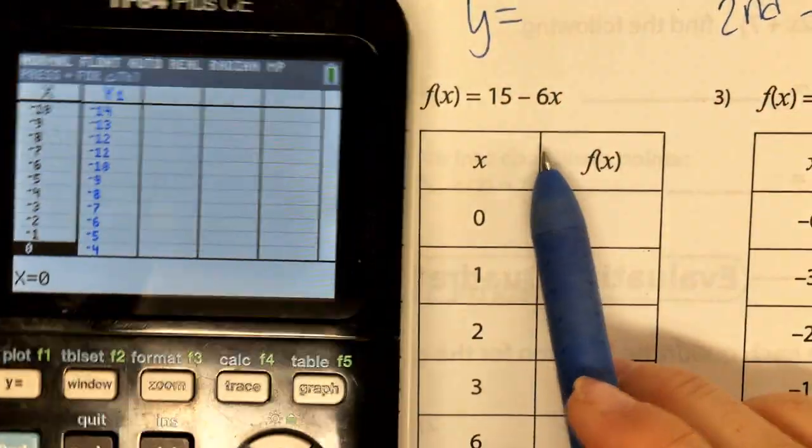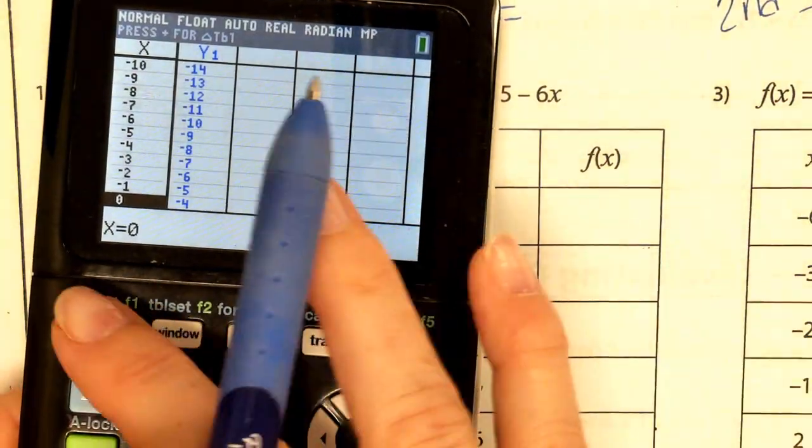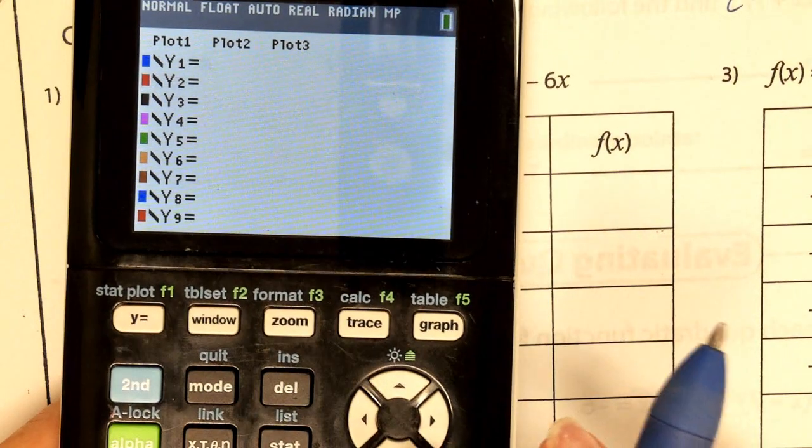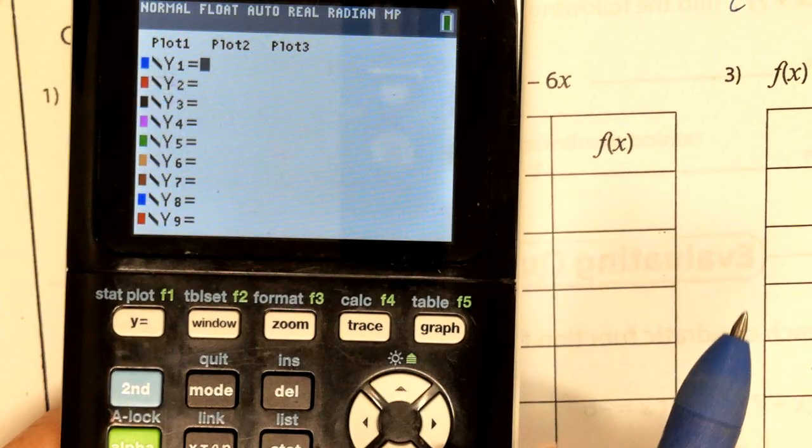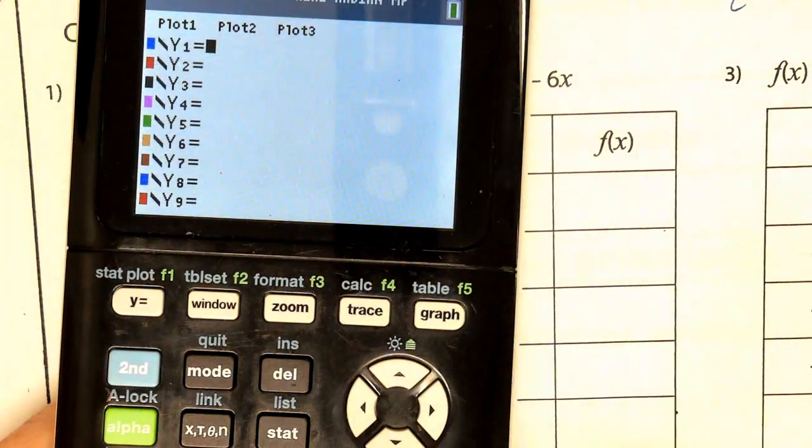Okay, let's try the second one. So where am I going to go to put the rule in? Go to y equals, clear anything out. Okay, I'm going to type in 15 minus 6x.